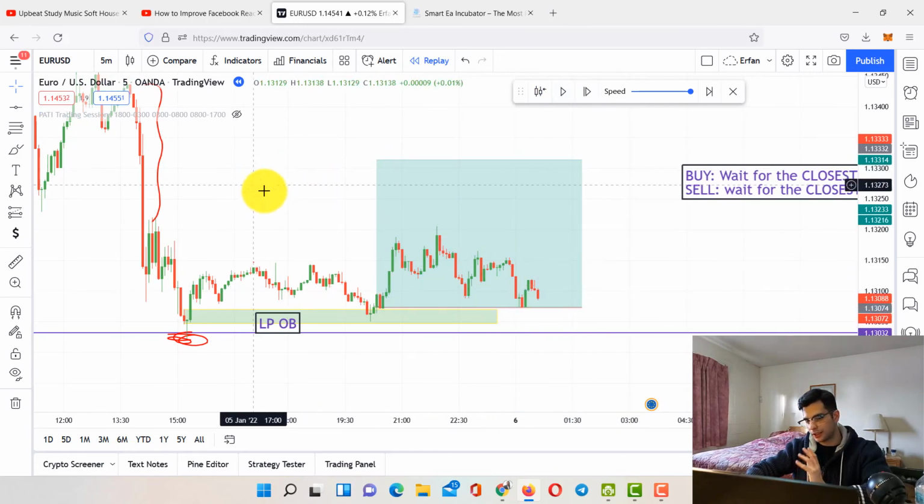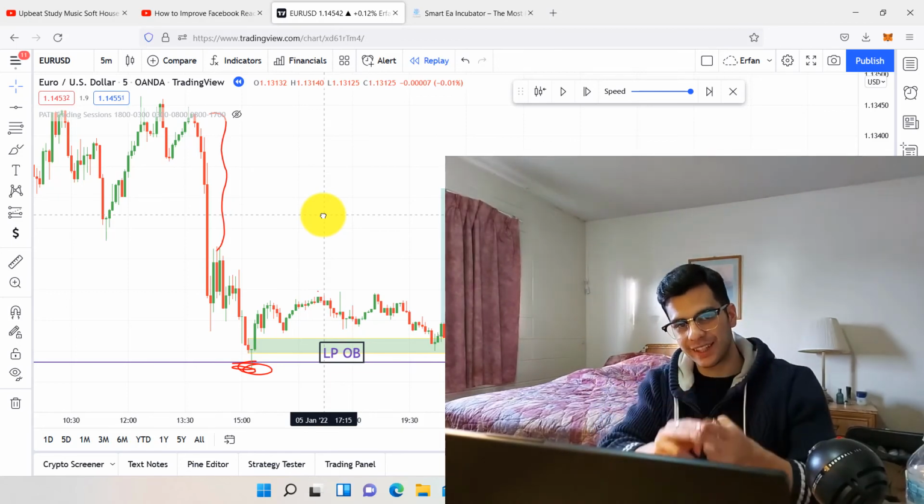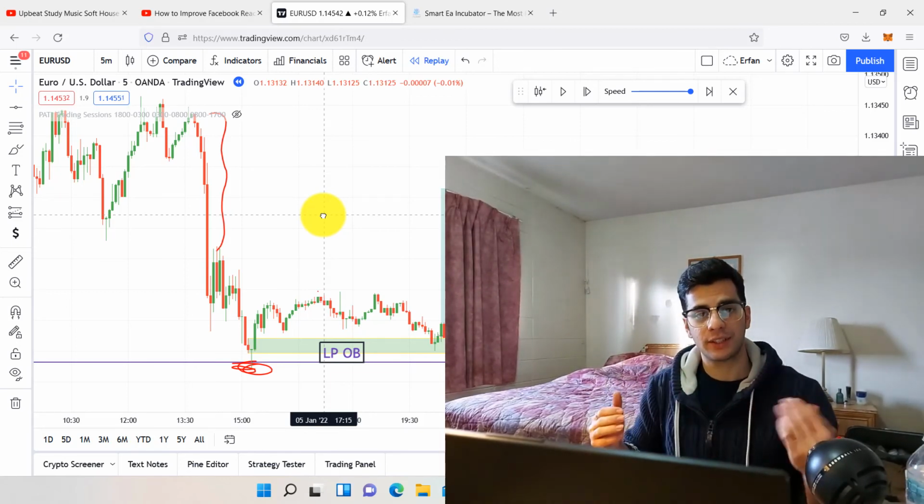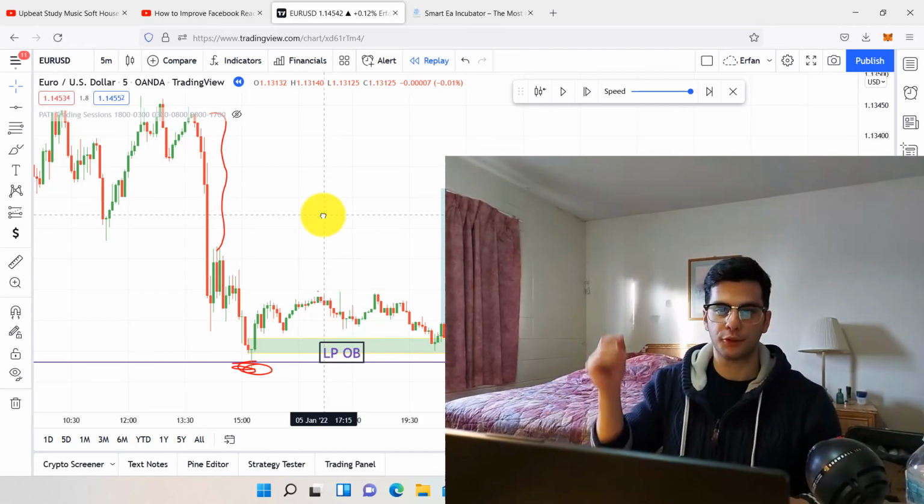That's why I'm saying it's better to have two positions. The first position 1 to 1, the second position you can leave a runner, and if it gets stopped out, you haven't lost anything. That's the beauty of moving your stop loss to break even.